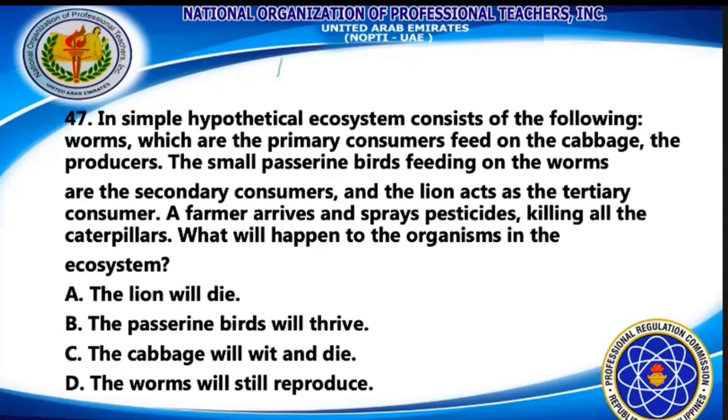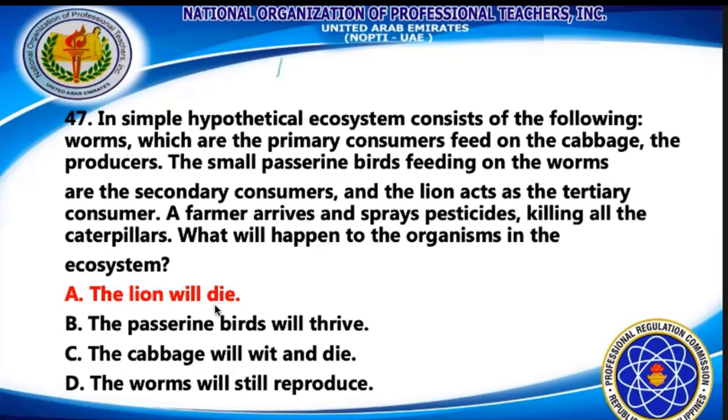47, correct answer is definitely, syempre the lion will die. Yung passerine birds will thrive, hindi na mabubuhay yung bird. The cabbage will wilt and die. Hindi ah, mas mabubuhay siya kasi namatay na yung mga worms. Inespreyan siya ng pesticides. The worms will still reproduce. Hindi na kasi pesticide na yun eh.